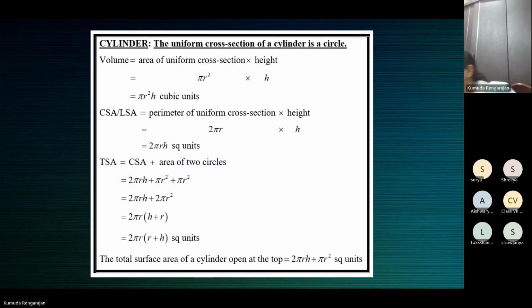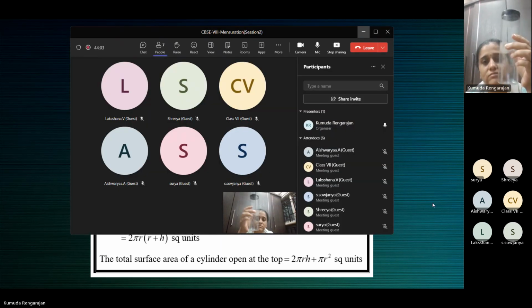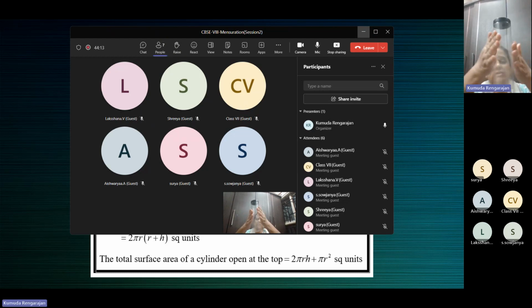Cylinder. So this object is cylindrical, right? So this is the curved surface area. This one is the curved surface area of the cylinder. This is the area of the top, and this is the area of the base. This is the base, this is the top, and this is the curved surface area.